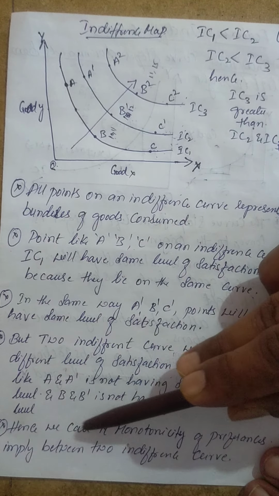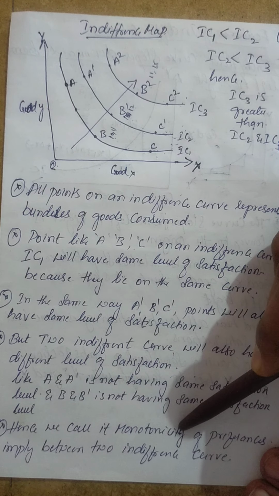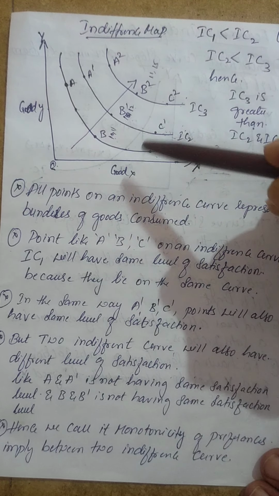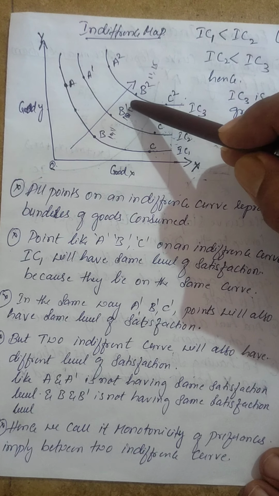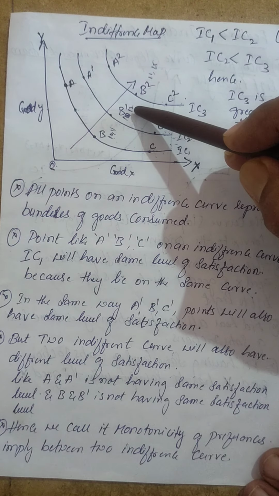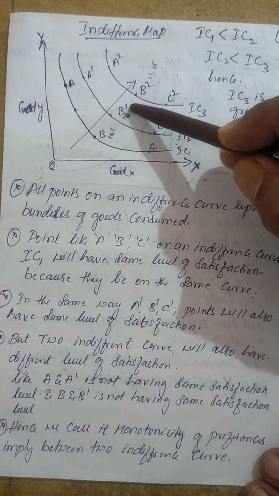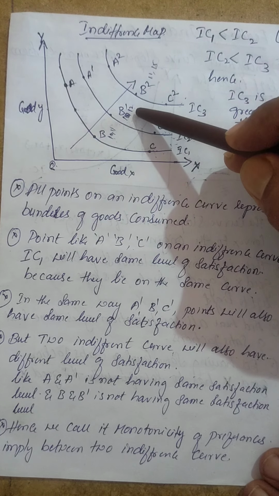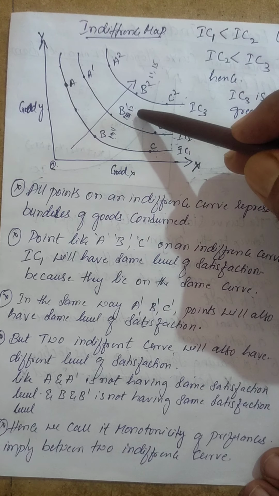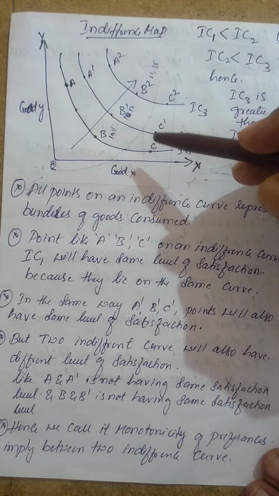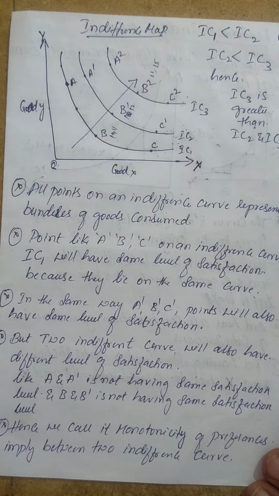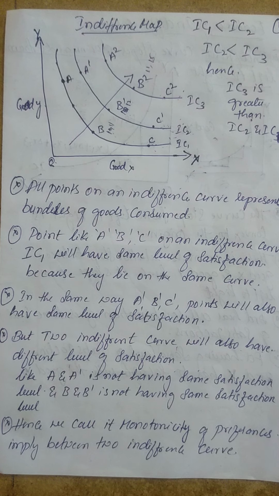Hence we call it monotonicity. We have seen, isn't it? Monotonicity means that for a good which has an extra level of consumption, we call it highest preference. So that becomes monotonic. This is nothing but monotonicity also, we can say. So this is about the indifference map. Nothing much about the indifference map.